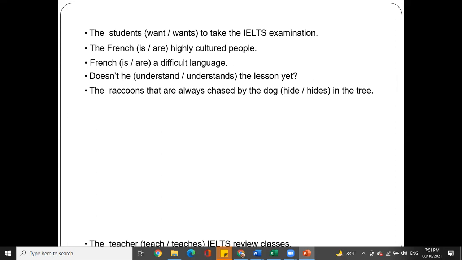Raccoons hide in the tree. So raccoons are replaceable by the pronoun they. This is tricky because you might interpret the dog to be the subject, but the subject is actually at the front of the sentence. And this clause, that are always chased by the dog, is an adjunct. You know it's an adjunct because you can remove it from the sentence and the sentence is still grammatical. So the raccoons hide in the tree.